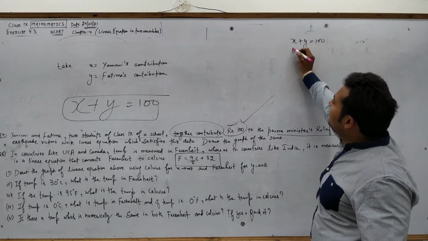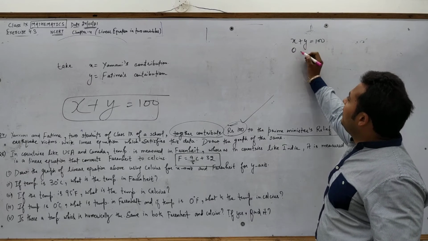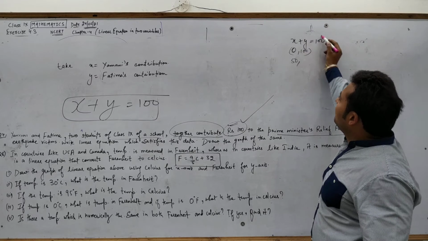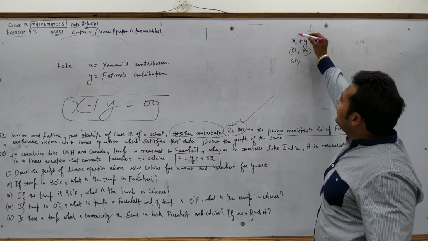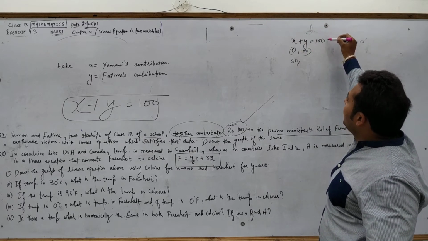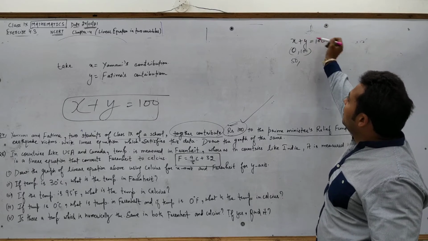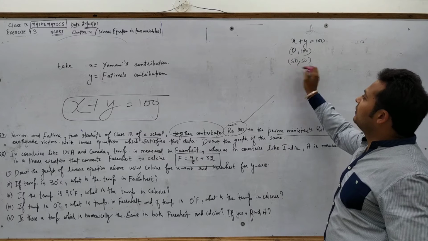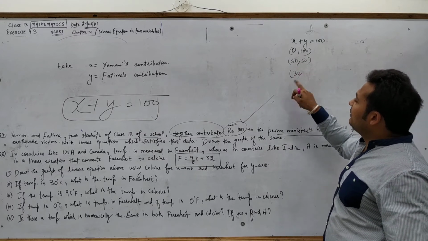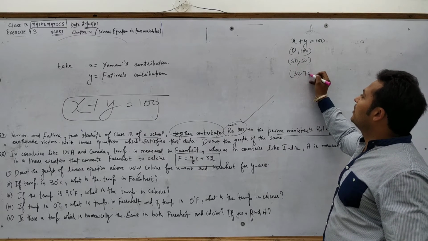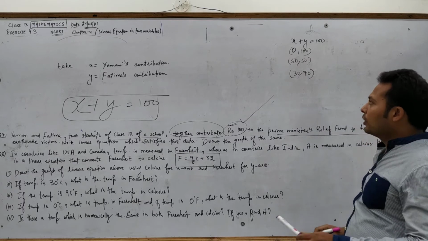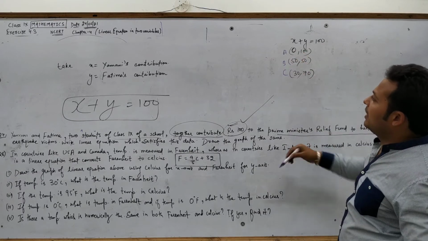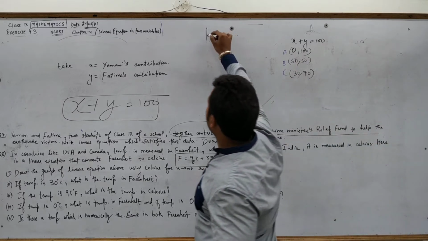It's very simple. So x plus y equals 100. When x will be 0, then y will be 100. When x will be 50, then y will be 50. 100 minus 50 will be 50. It means both will contribute 50 rupees. When one will contribute 30, the other has to contribute 70. Now we have 3 points A, B, C, and we are to draw these on the graph.